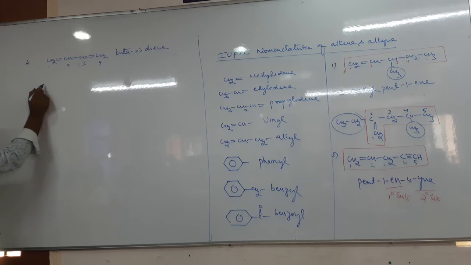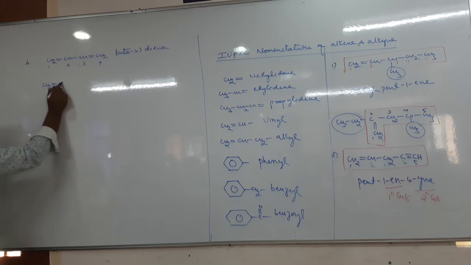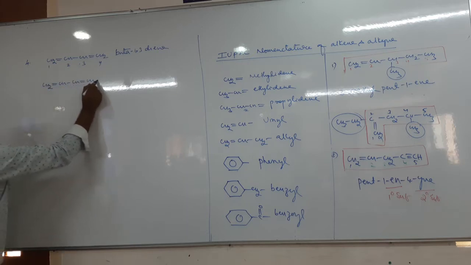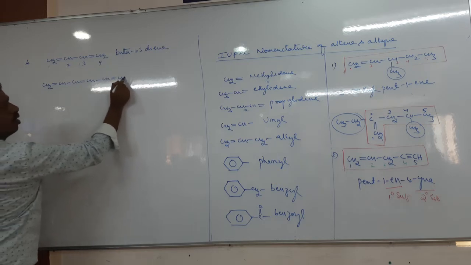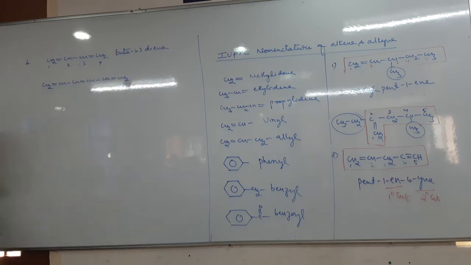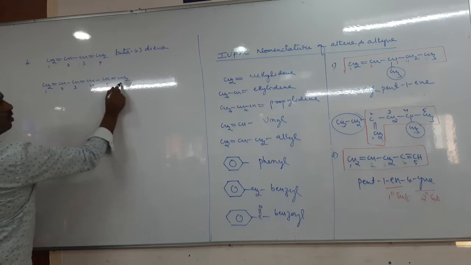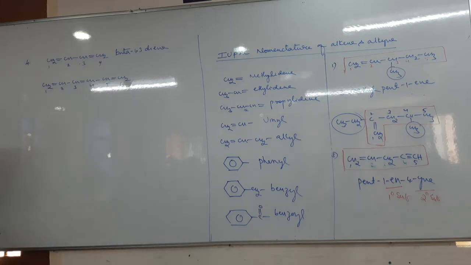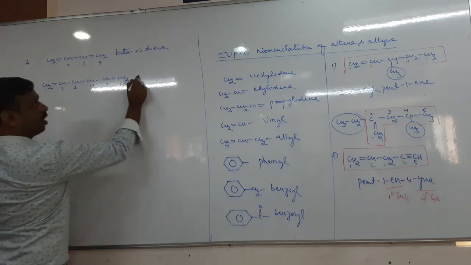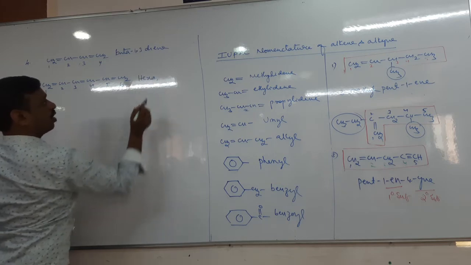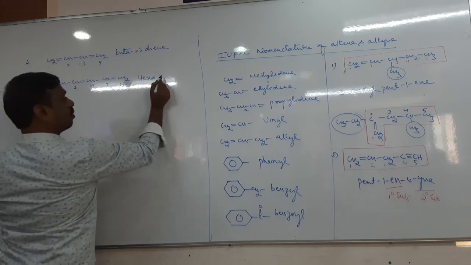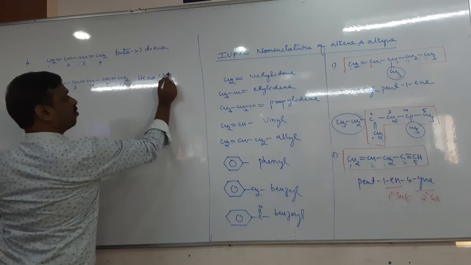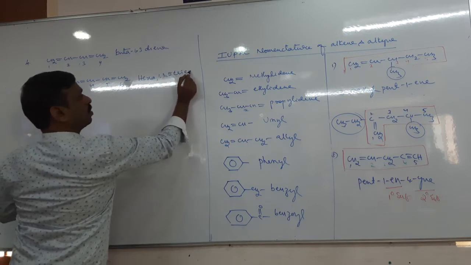Next, CH=CH-CH=CH-CH=CH. Tell me. It is 1, 2, 3, 4, 5, 6. So there are 6 carbons. Hexa-1,3,5-triene.